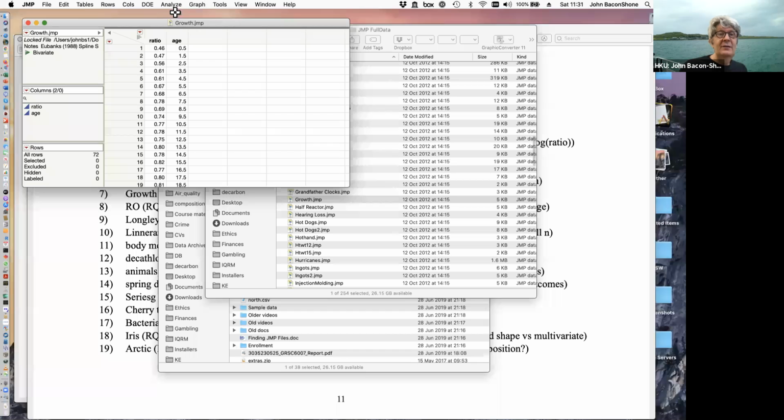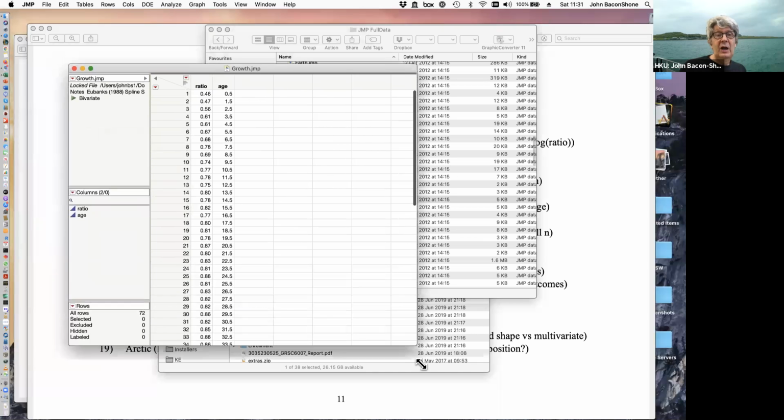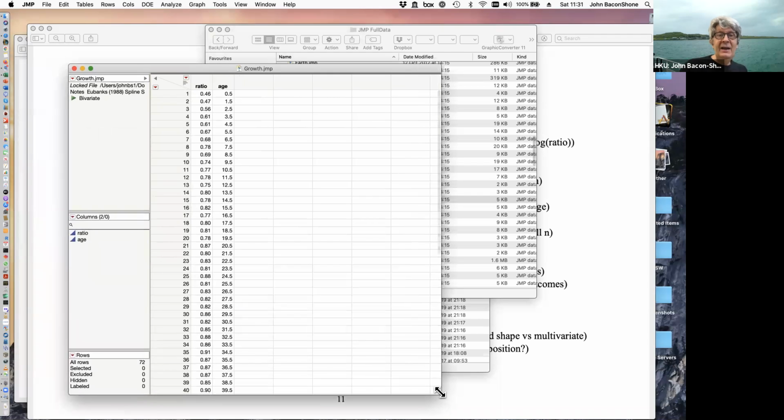Okay, so this data set has just 2 measurements. The 2 variables are the age of some babies and the ratio of 2 measurements of these babies. If I remember correctly, the 2 measurements are the circumference of the head and the length of the baby. So you've basically got a shape, if you like, of the baby's body.